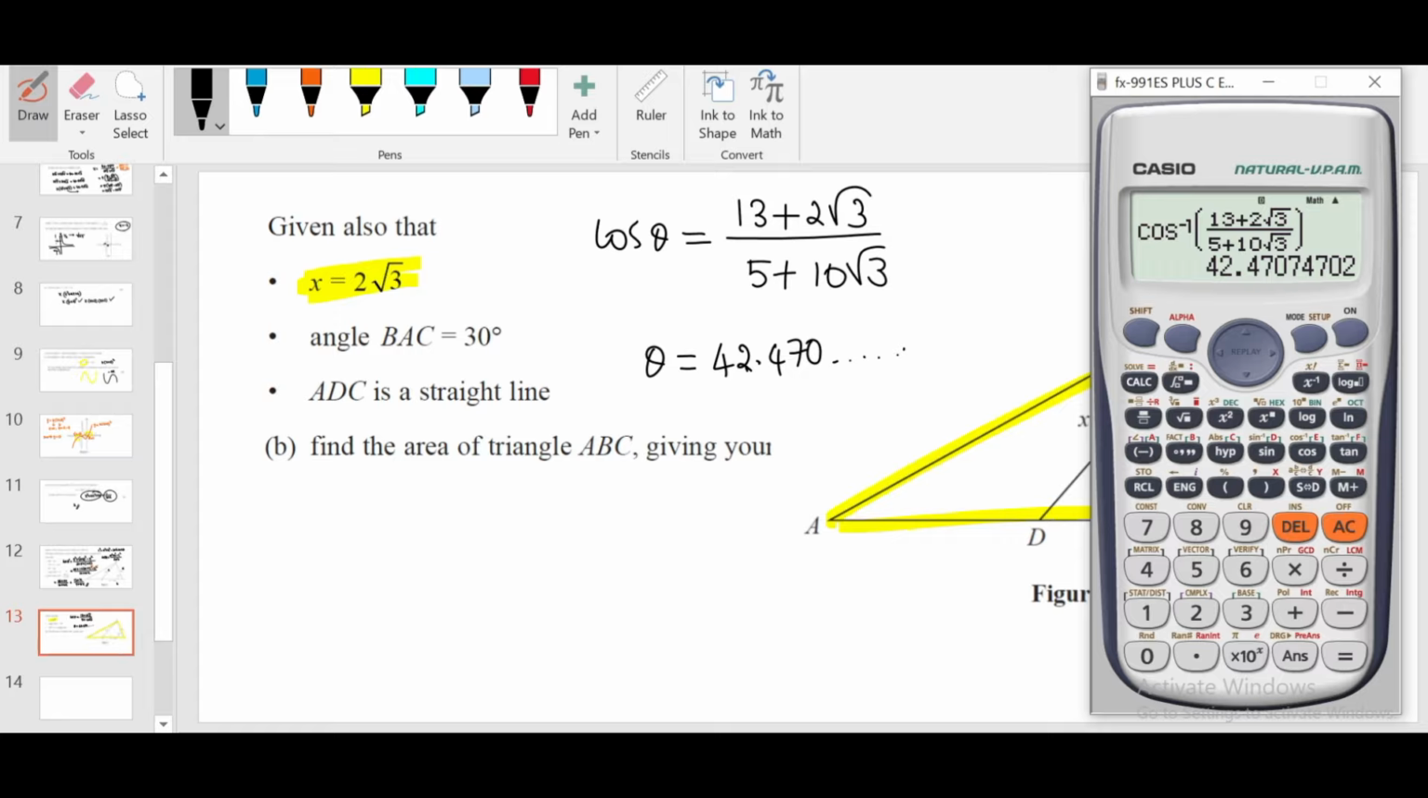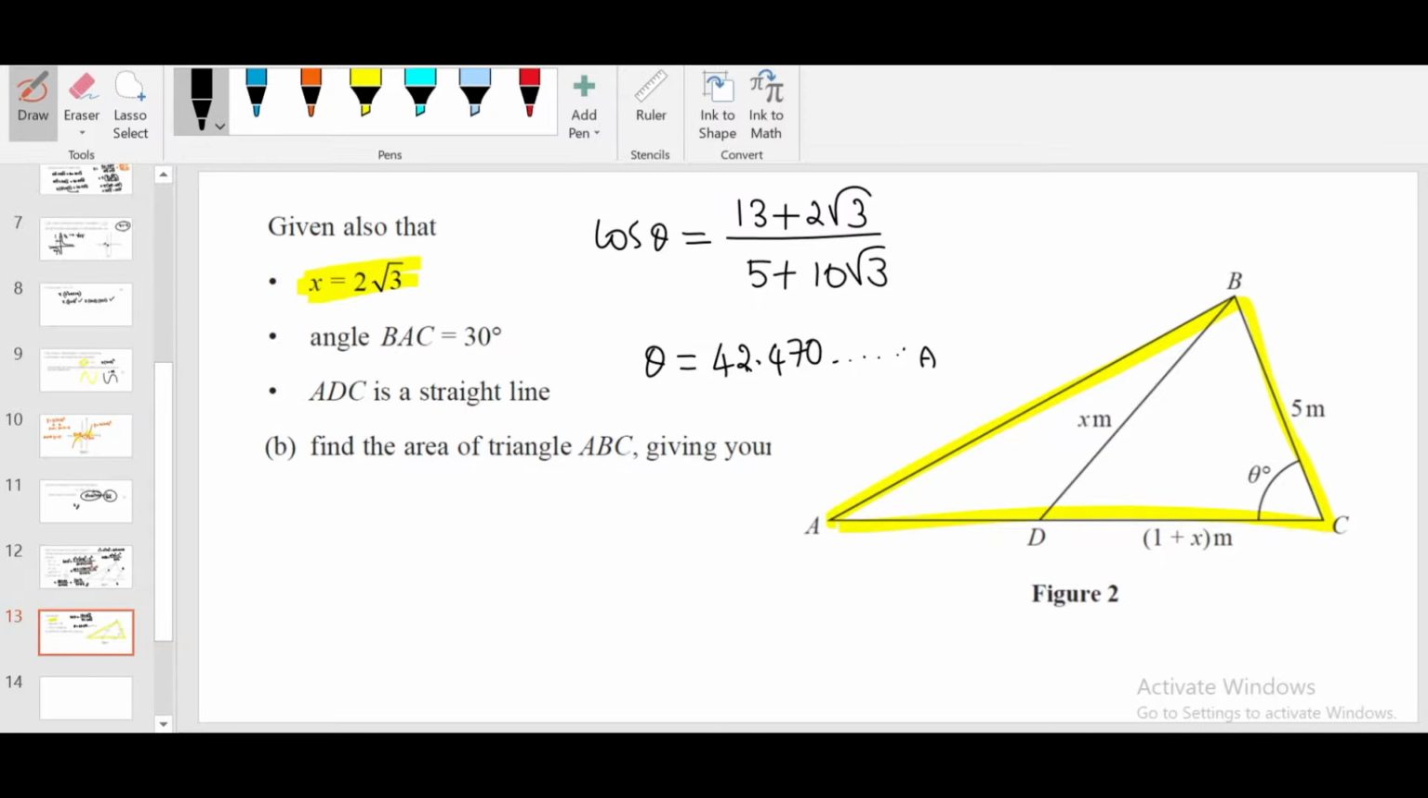So what I'm going to do, I'm going to store this value. How do we store? You see a RCL button here, so I press shift and RCL button, so the calculator is ready to store the value. I just press A, so the answer has been stored as A. Whenever I want this value, I go to alpha, press A equals, I'll get the value. So I put a little reference here. This value has been stored as A. And then, so we got theta already. Angle BAC is 30 degree.